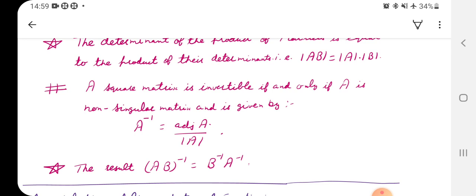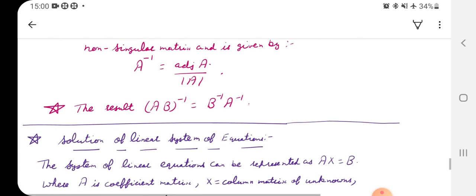Now these things you all know, how to find adjoint A, how to find determinant of A. You can find A inverse easily. Now you can put adjoint A and determinant of A. Next result on inverse, which says (AB) whole inverse will be equal to B inverse into A inverse. That means the order is changed, right? So this is the important result based on the inverse. So this was your whole exercise 5.